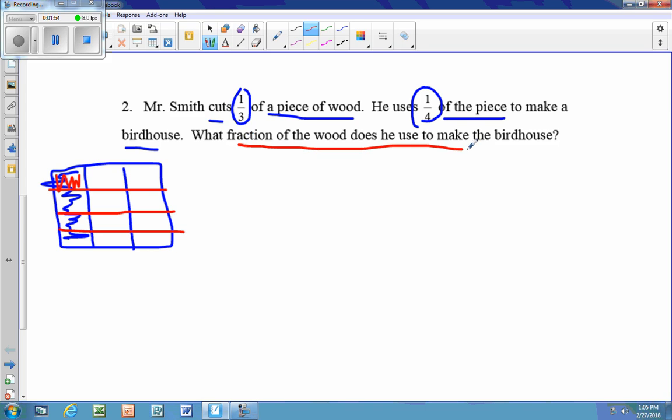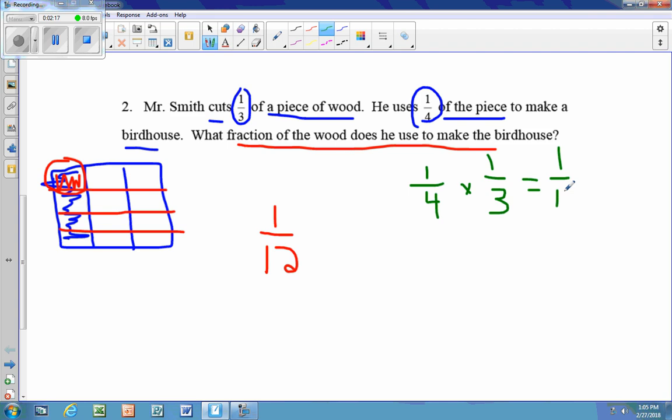And what fraction does he use to make the birdhouse? We've got this one piece out of a total of 12 pieces, so he uses 1/12 of a piece of wood. In order to check my work, I'm going to say that he did 1/4 of 1/3, and I ended up with 1/12. Next.